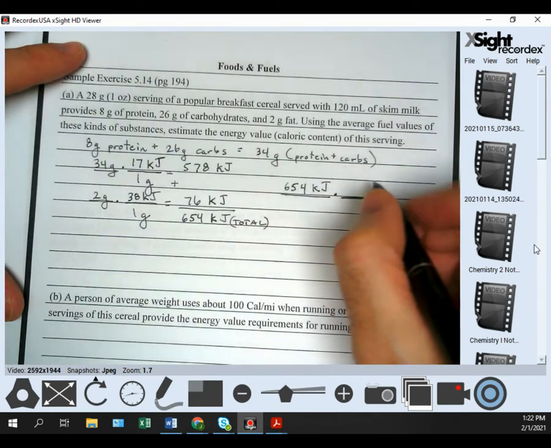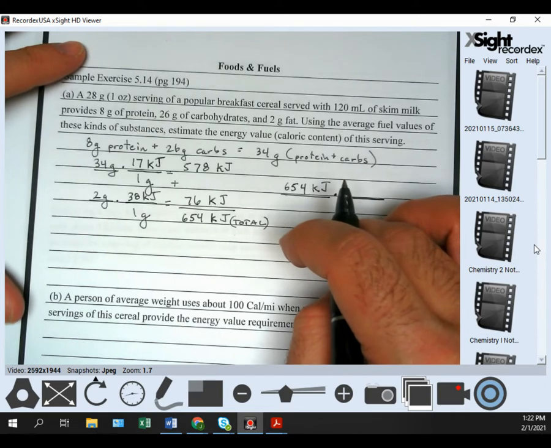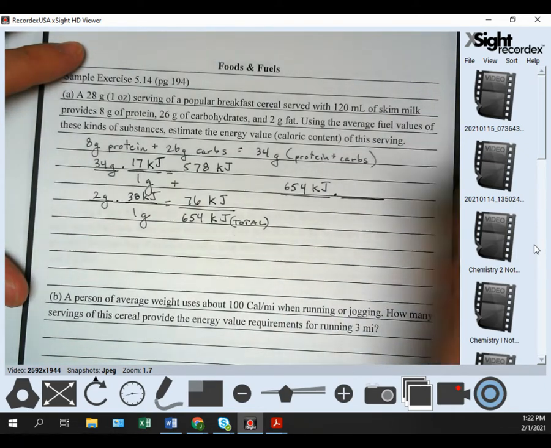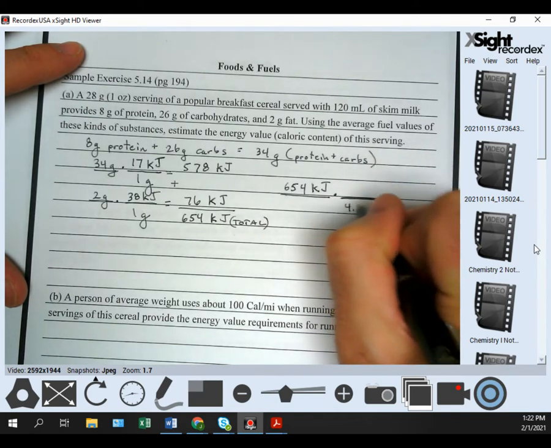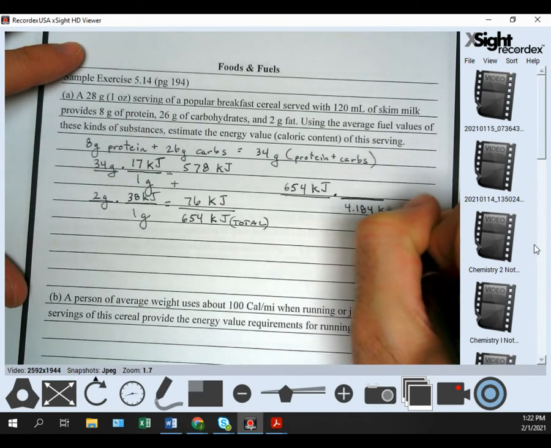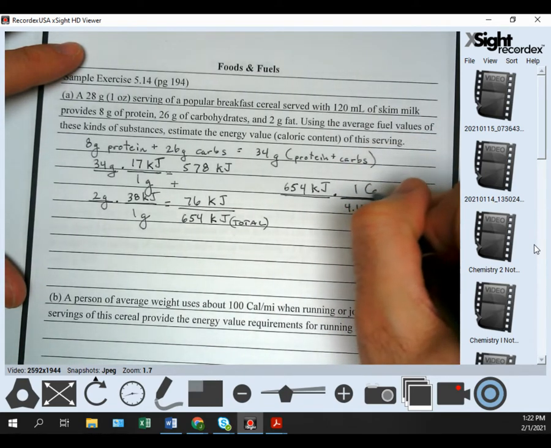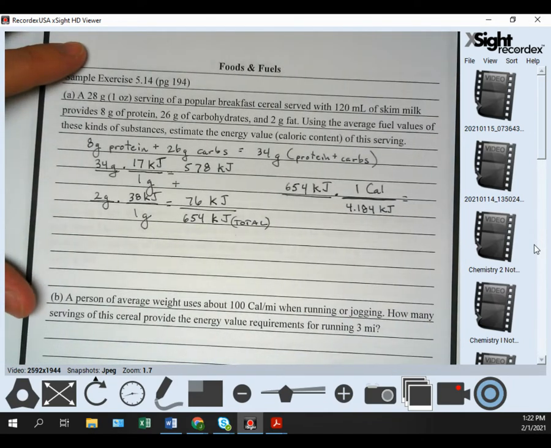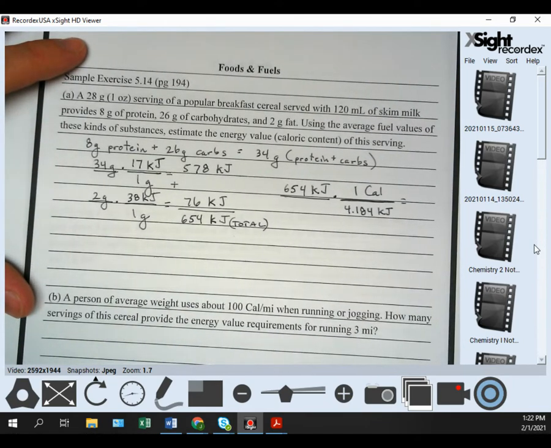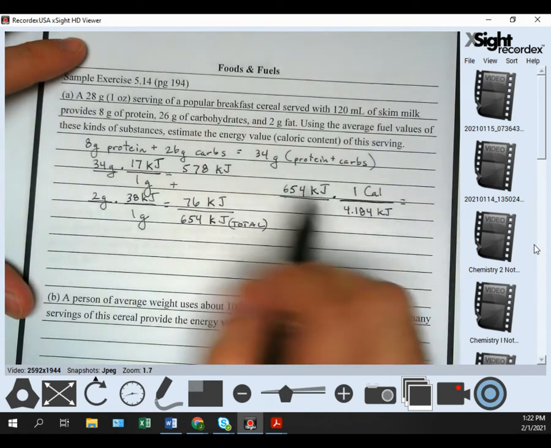So this conversion, and you guys have this in that conversion sheet that I gave you with all the different English and metric conversions. It's on that sheet. But it's 4.184 kilojoules for every 1 big C calorie. Okay, and this is going to come out to 156.3. So, significant figures.